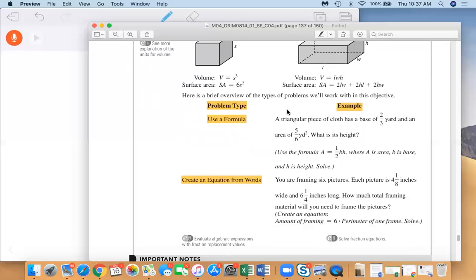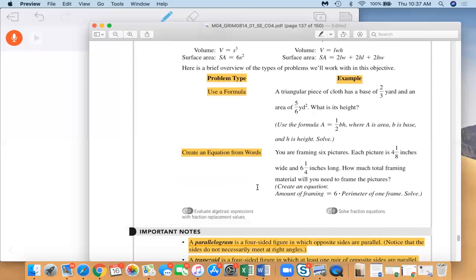We have use a formula. So examples of that are a triangular piece of cloth has a base of 2/3 yard and an area of 5/6 yards squared. What is the height? So in this case, you're using formulas that are already known, like these volume and surface area formulas. Creating an equation from words is where, let's see an example. You are framing 6 pictures. Each picture is 4 and 1/8 inches wide and 6 and 1/4 inches long. How much total framing material will you need to frame the pictures? So in this case, you have to create an equation. Amount of framing equals 6 times this. Whereas this one, you're using a formula, area equals this, where you're given the numbers.